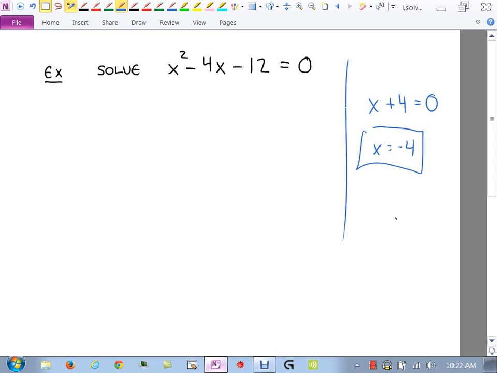What's the left side? It's a trinomial, isn't it? The right side is equal to 0. So maybe I can factor the left side of this equation. We can, right? Let's do that work.